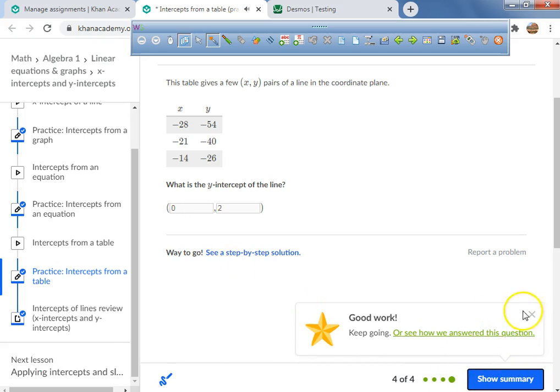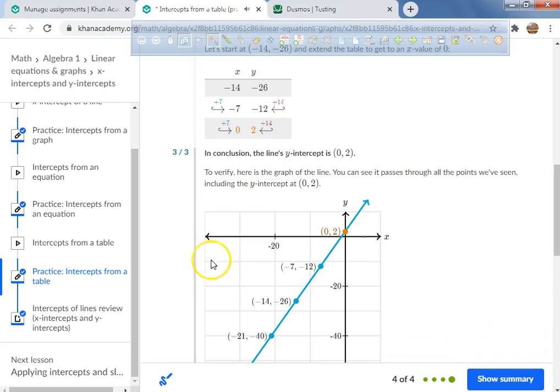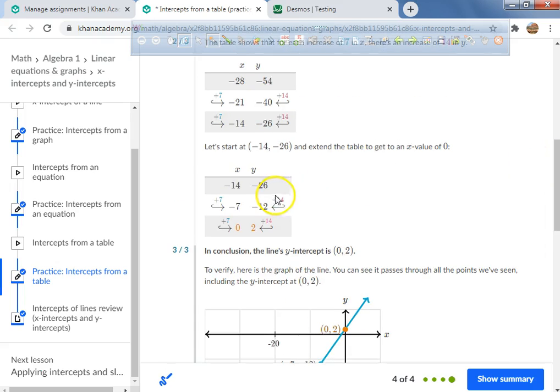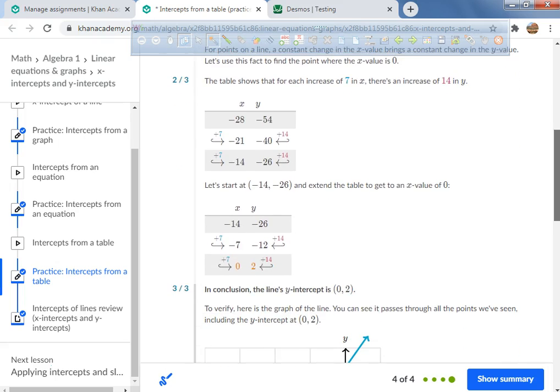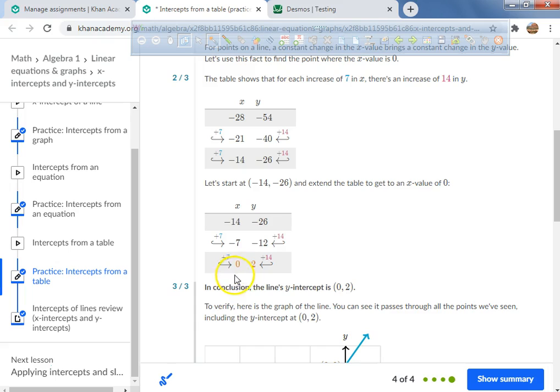Now, if you want to know how to do it by hand, you just hit see step-by-step solution. Okay? And look what they did. They did the same thing I did. They found the slope. Okay? They found the slope. And then they kept moving it till the answer was equal to 0. Okay? So they kept working their way down to 0, where the x was 0 and the y, and you had your y-intercept. All right?